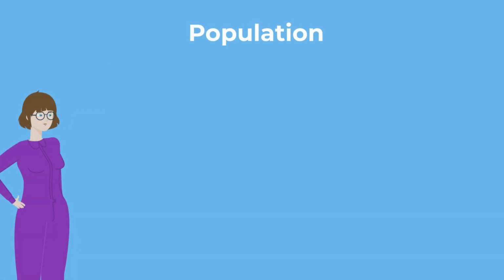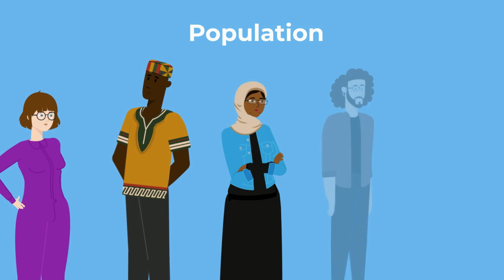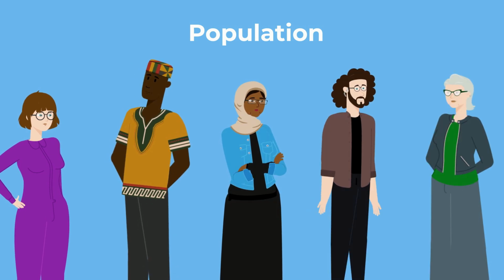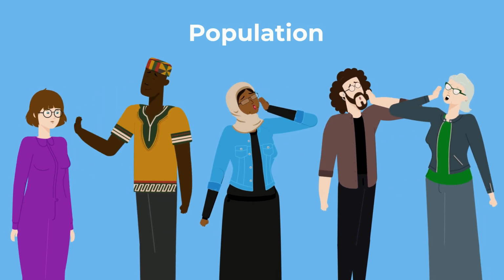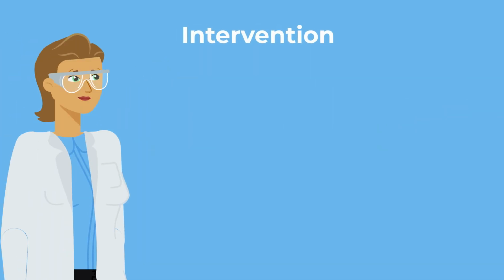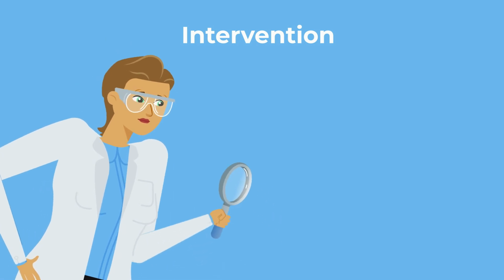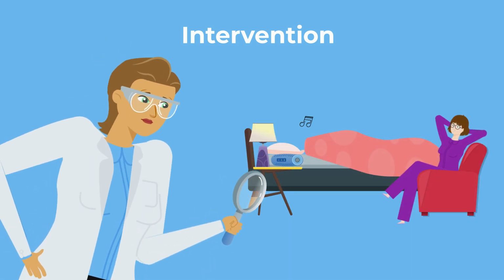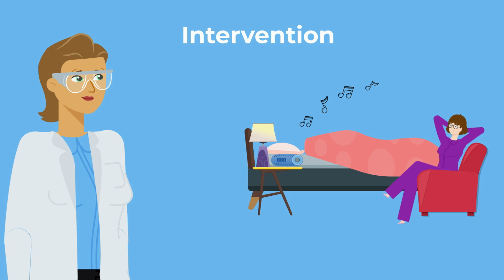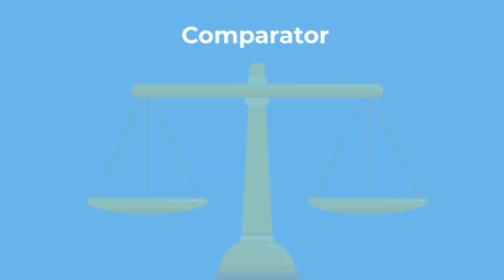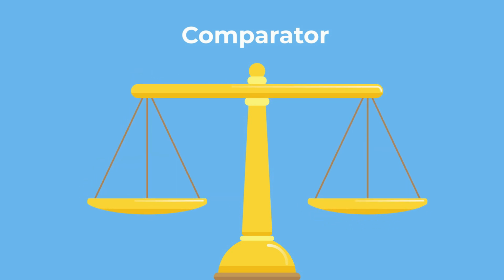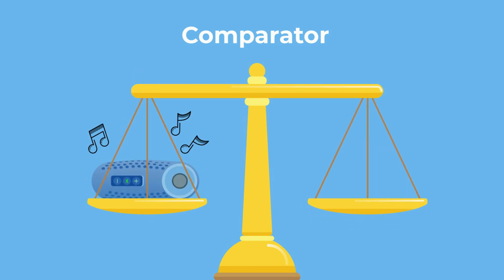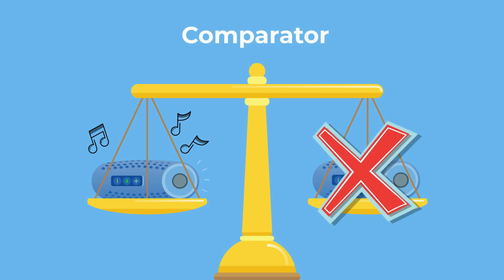The population is the group of people that we focus the question on. In this example, the population is people with insomnia. The intervention is the thing that you want to test to see if it works. In the example, it's listening to music. A comparator is something we compare the intervention with. So in our example, we compare listening to music with not listening to music.